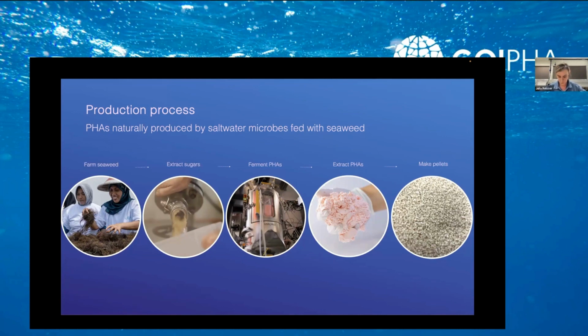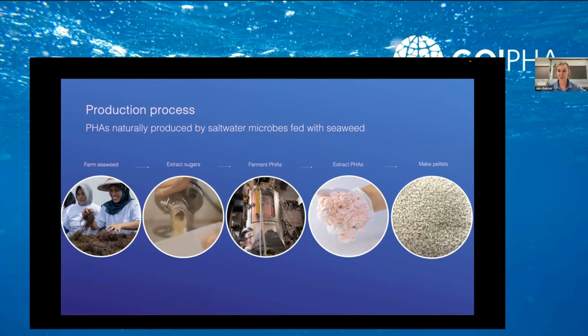The third step is to ferment PHAs. We feed the seaweed sugars to special microbes capable of growing PHAs inside them as white nurdles. PHAs are their energy storage, like their fat. Ulu's microbes grow in salt water. This makes them extra good for seaweed, which is 90% salt water, but it also reduces our risk of contamination and time for sterilization because few other microbes can grow in such salty conditions.